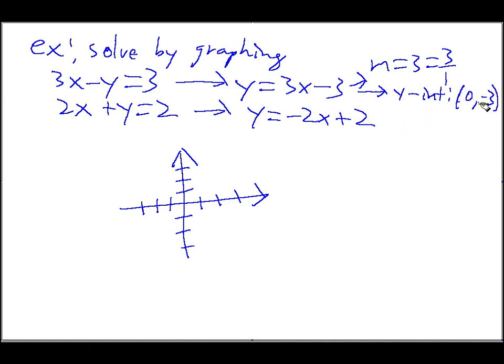So let's start off with that point, 0, negative 3, right down here. And then I'm going to go 3 up, 1 to the right. So 3 up, 1 right. 1, 2, 3, 1 to the right. Let's do one more: 1, 2, 3, 1 to the right. Again, all 3 points should line up diagonally, as you see here on my screen.